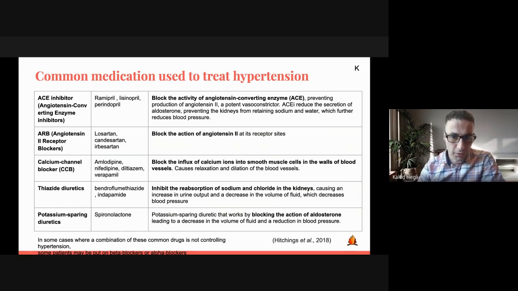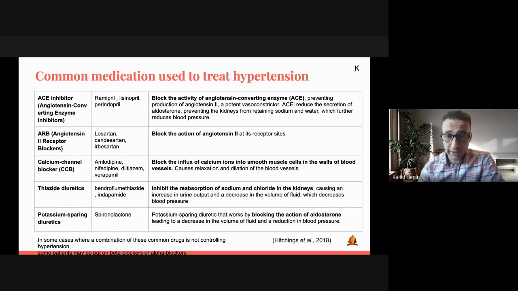Then we've got also the calcium channel blockers, which don't work on that system, but block the influx of calcium ions into the smooth muscles, just reminding that our blood vessels have this smooth muscle coating. So that causes the relaxation and lowering of blood pressure.